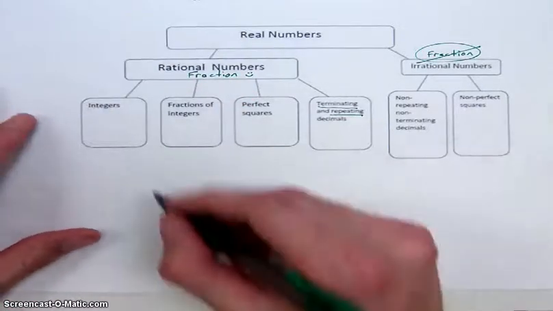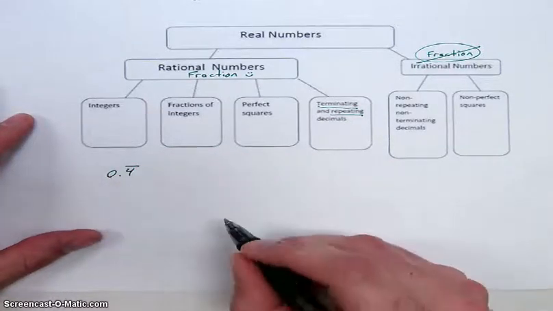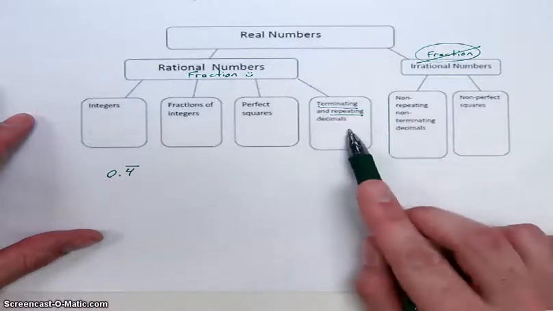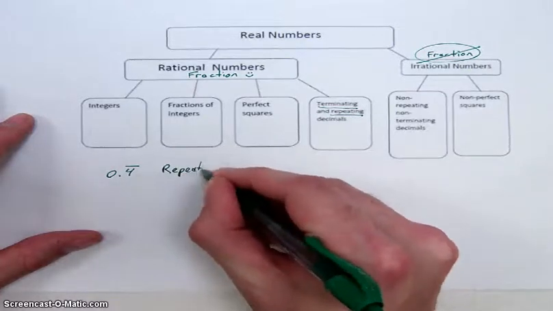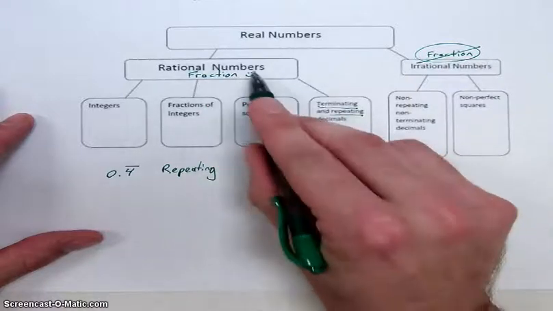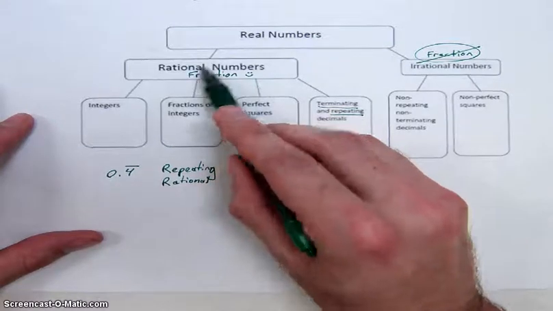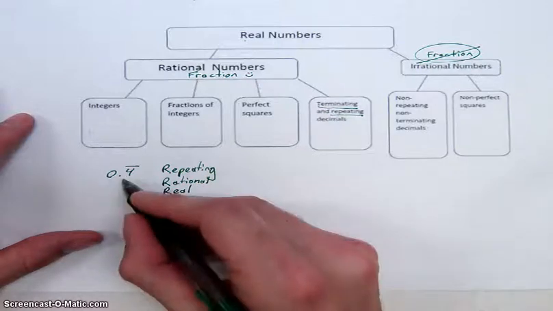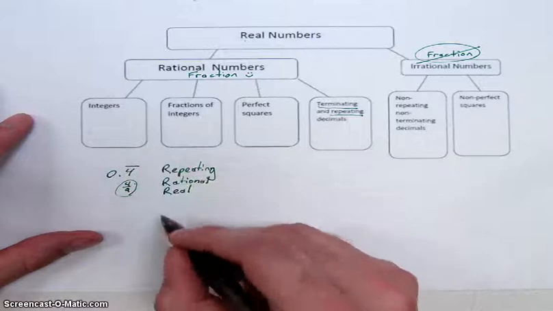For example, let's say I have the number 0.4 repeating. This number is a decimal, so we move over to the area where we have decimals, but this is a repeating decimal, so I can label it repeating. Since it's repeating, I can make it into a fraction, and thus it is rational. So I can label it as rational as well. And since it's rational, it is a real number. This number as a fraction is 4/9, hence why it's rational.